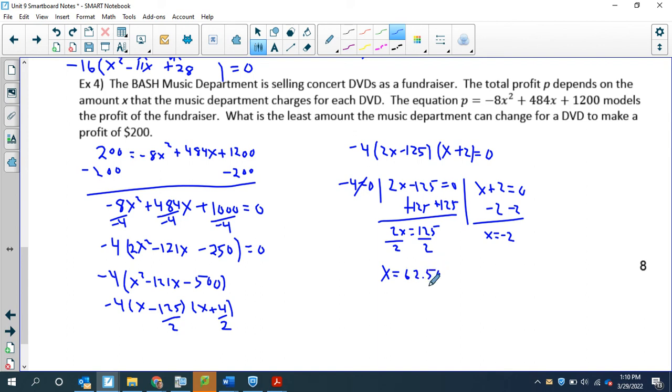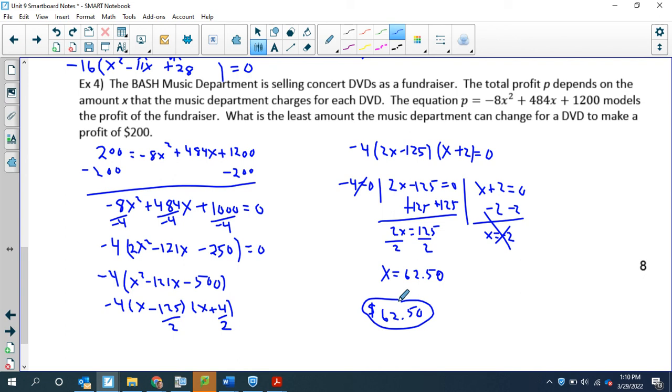Now, we got to go back and think about the context of this problem. x is the amount we charge. We're not going to charge negative $2, and you're not going to get a profit if you charge negative $2. So that's not going to be our answer. So our only answer is this one that makes sense for this context, and we'd say $62.50. That's how much I'd have to charge per DVD to make that.